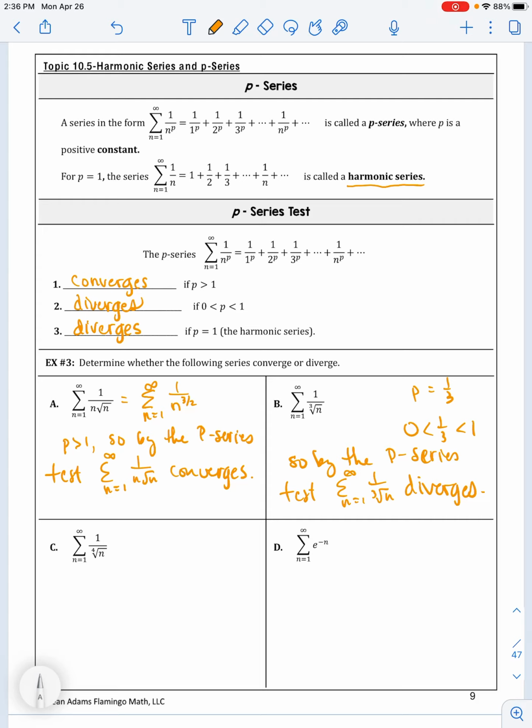And on the next one, P is 1/4, and 1/4 is between 0 and 1. Therefore, it diverges by the P series test.